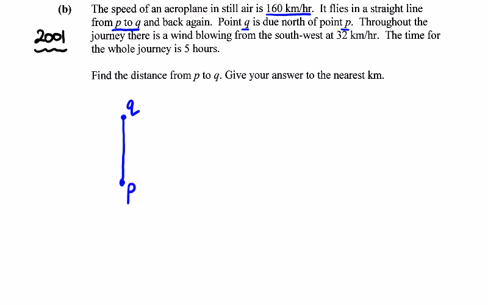And throughout the journey, there's a wind blowing from the southwest at 32 kilometers an hour. And we're given the time for the whole journey to be 5. And we're looking for distance. So we have time, we're looking for distance, so we'll be looking for speed here as well. So the wind is coming from the southwest.